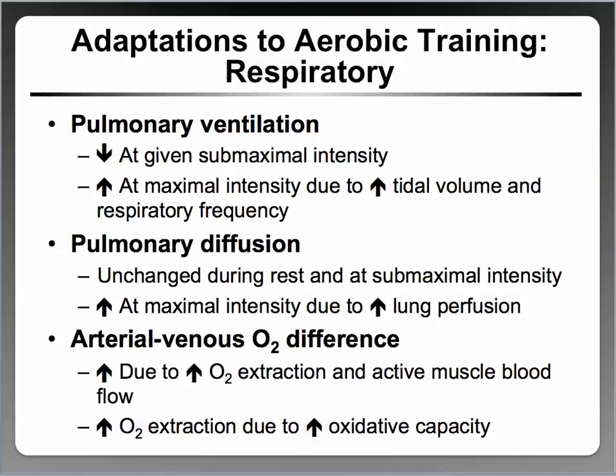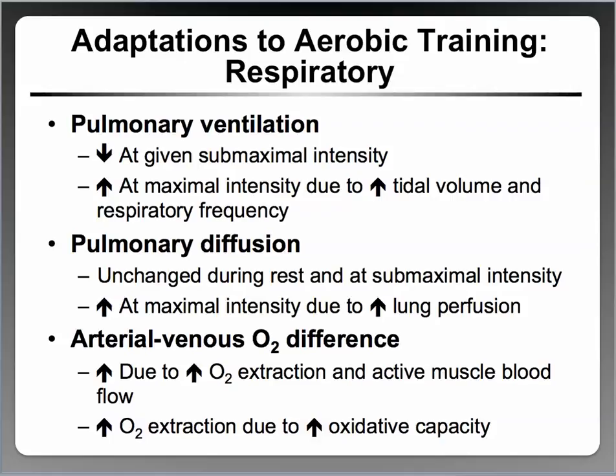However, at maximal intensity, you do see an increase in pulmonary ventilation. And this is due to two factors. First is that you increase your tidal volume at maximal intensity exercise. And secondly, as any of you who have ever done a VO2 max test know, your respiratory frequency, or your breathing, is much greater at maximal intensity. So combined increased tidal volume and increased number of breaths result in an increase in pulmonary ventilation at maximal exercise.